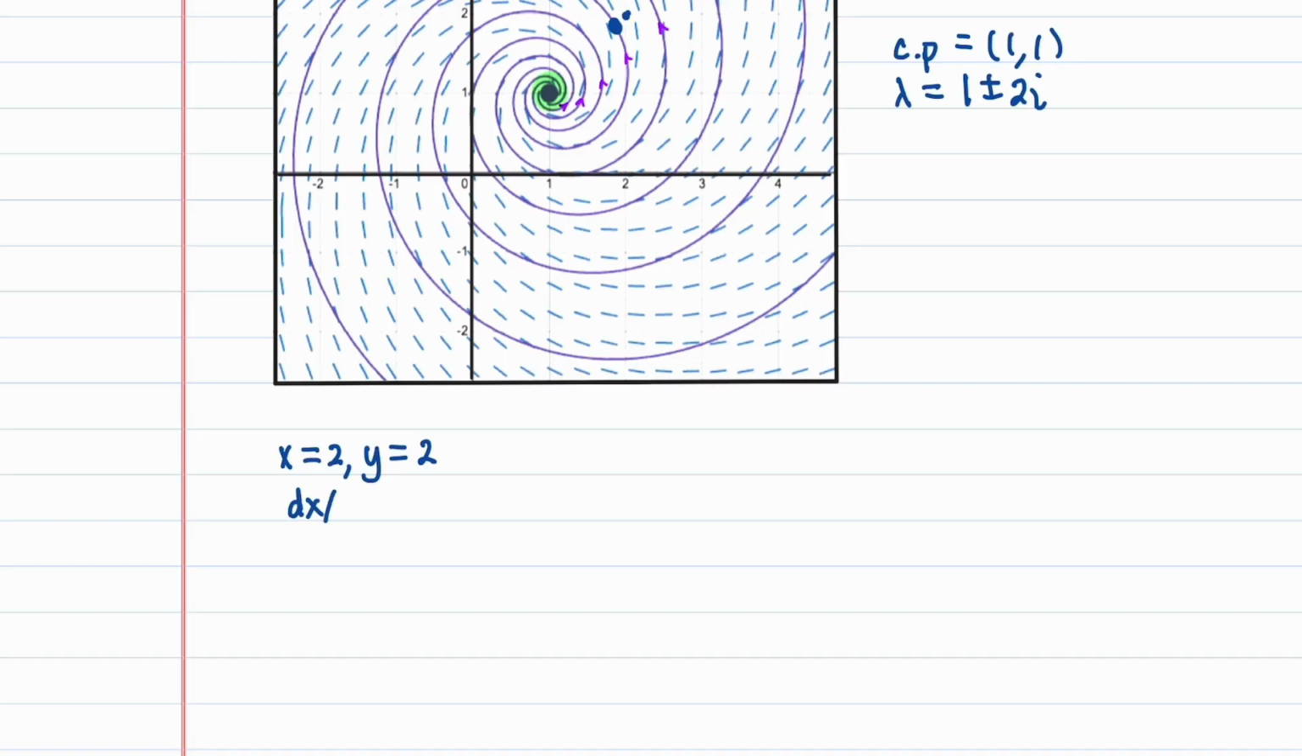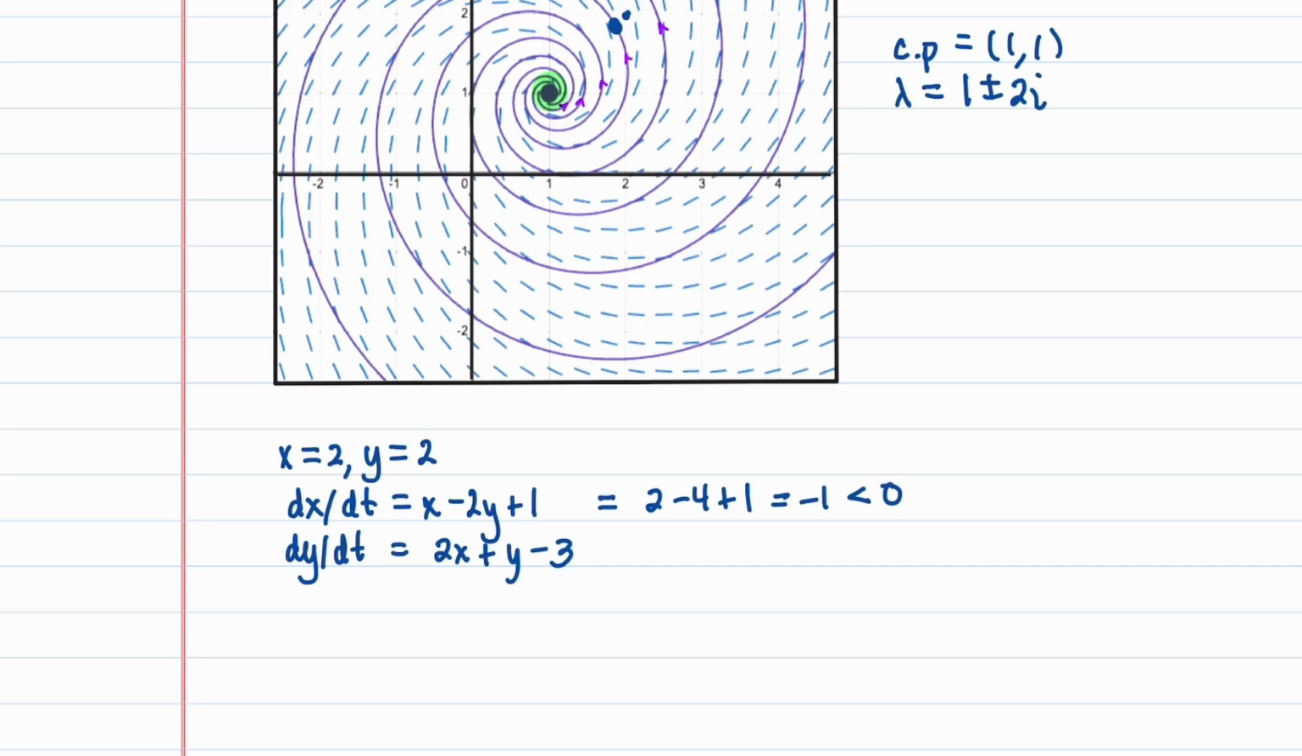So that system was dx/dt is equal to x minus 2y plus 1, and dy/dt is equal to 2x plus y minus 3. All we're going to do is substitute in x is 2 and y is 2. This gives us 2 minus 4 plus 1, and that is negative 1, which is less than 0. Our second equation gives us 4 plus 2 minus 3. That's equal to 3, and it's greater than 0.